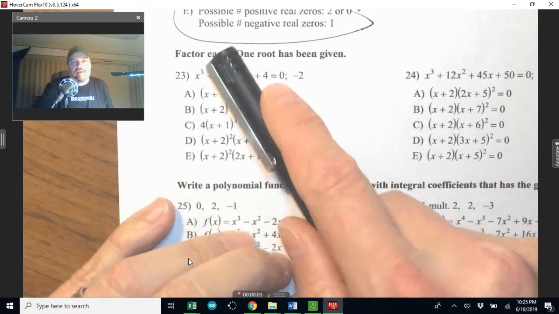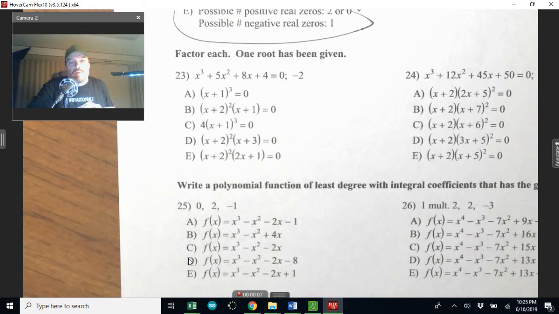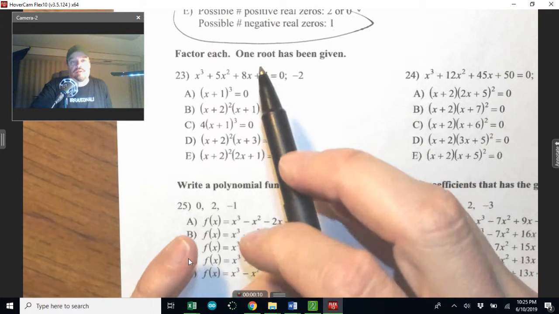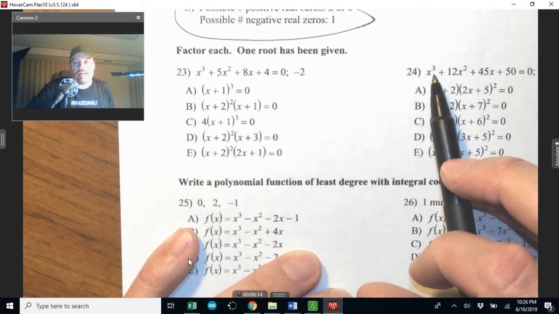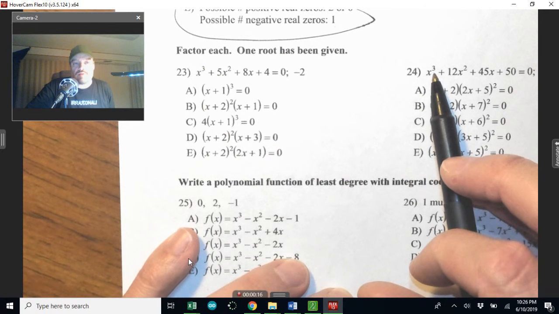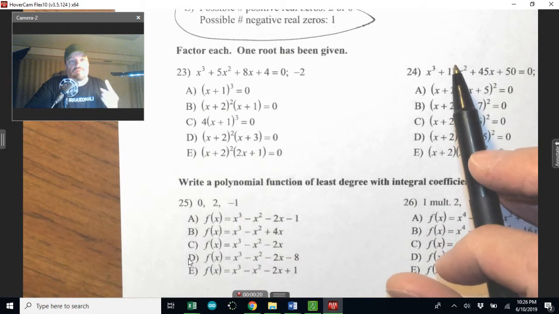So factor each. One root has been given. Now the reason why one root has to be given is because you have a cubic and a cubic. Anything larger than a quadratic, you can't factor it by normal means. The only strategy you have is grouping, right?